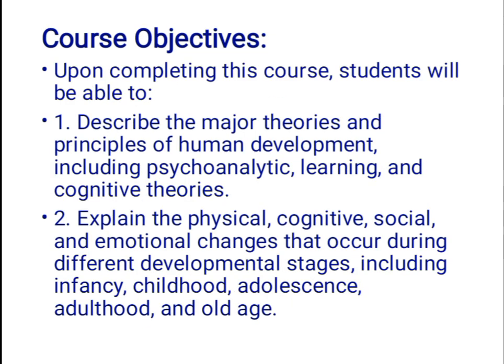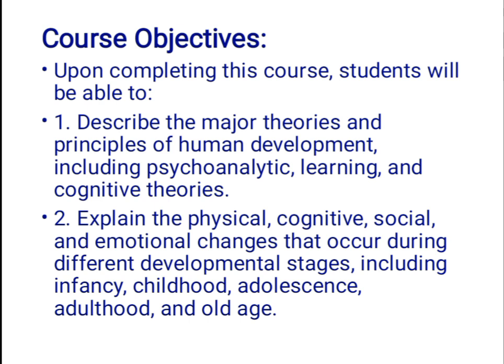So what is the course objective? We are going to look at why we have to study this course. Upon completion of this course, students are expected to be able to describe major theories and the principles of human development. That includes psychoanalytical, learning and cognitive theories. There are different theories which have been propounded by the gurus in psychology, and we are going to look at those theories.